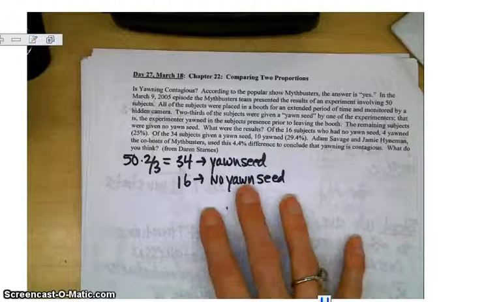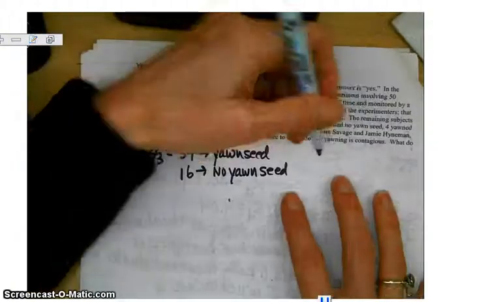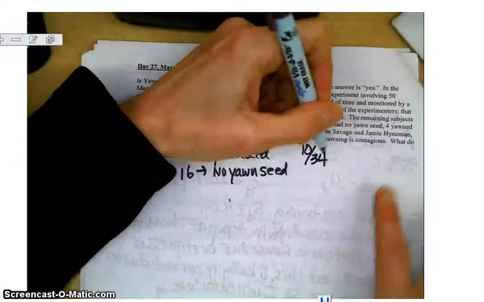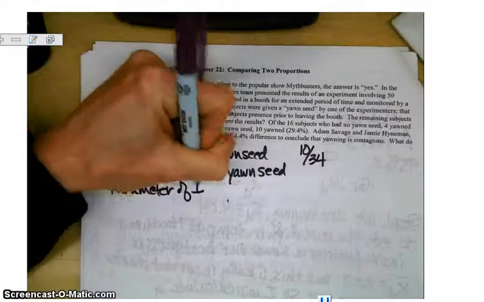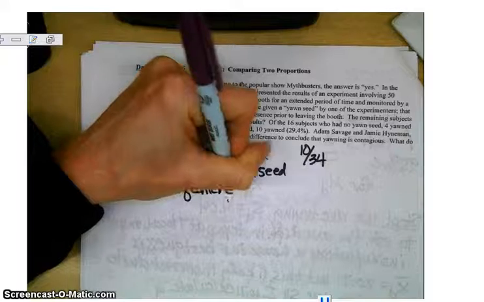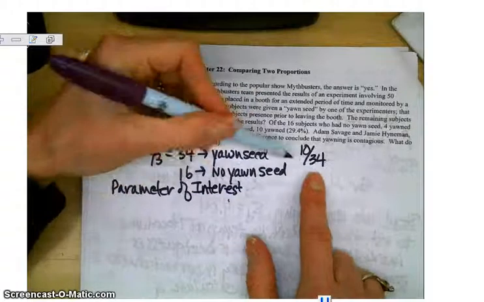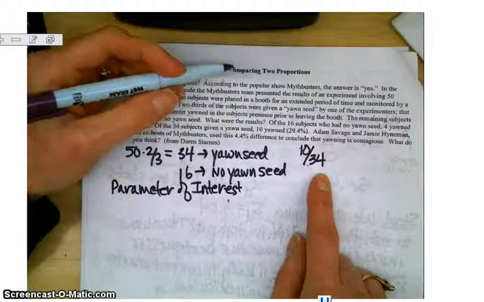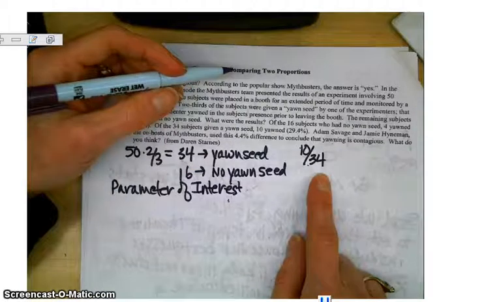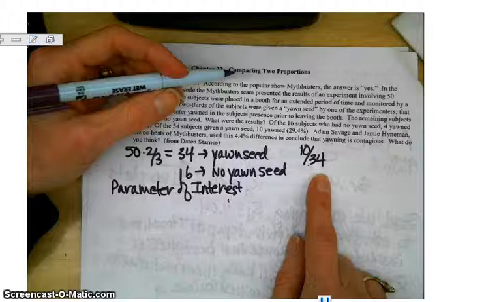Okay, so how many in the group of 34 actually yawned? 10. So 10 out of 34 yawned. So what is our parameter of interest? People who yawn. How would you describe this value, 10 out of 34? It's a percent, a proportion.